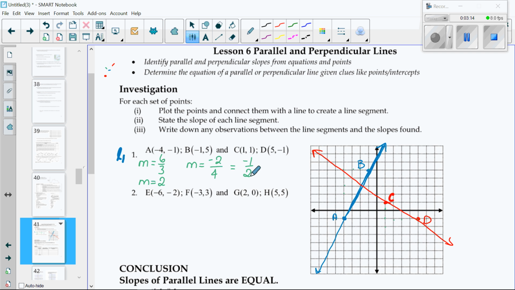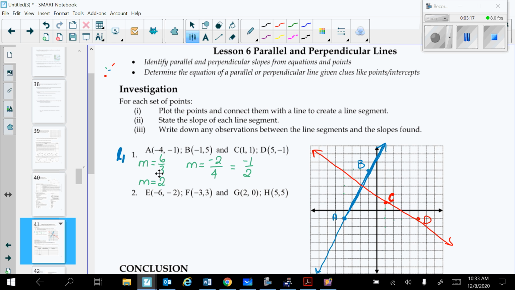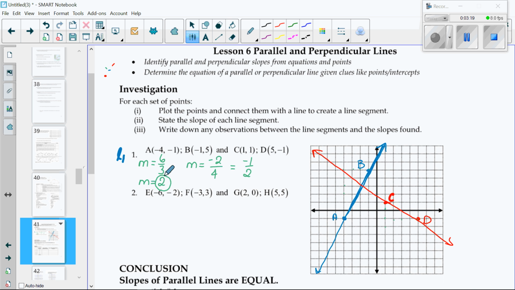Okay. Now, what conclusion can we make? So take a look at this slope and take a look at this slope. What do we notice about them? Well, they are negative reciprocals. Okay, so if we look at our slopes, I have a slope of 2 and a slope of -1 over 2. These are negative reciprocals. Okay, they're negative reciprocals of each other.